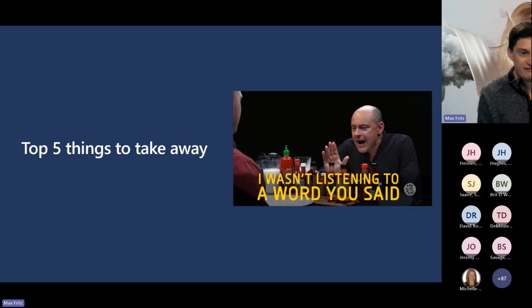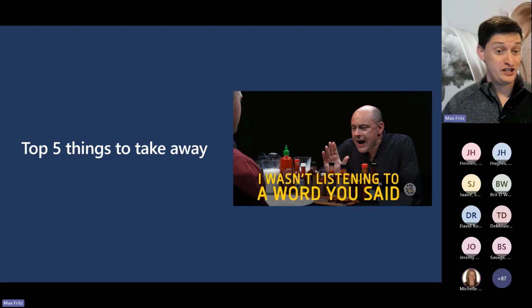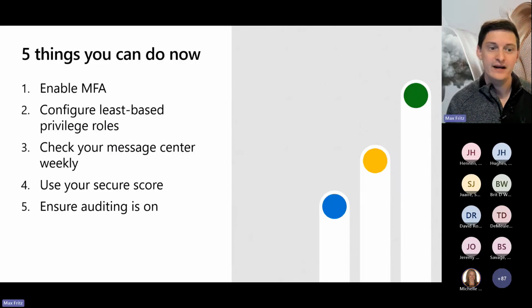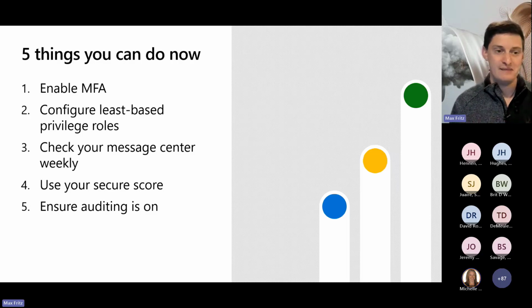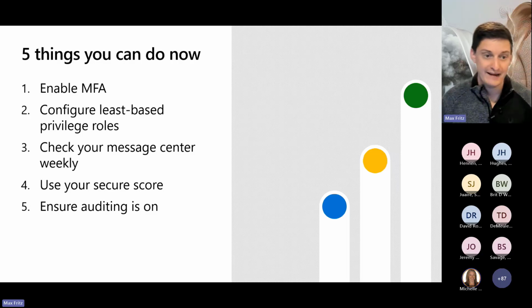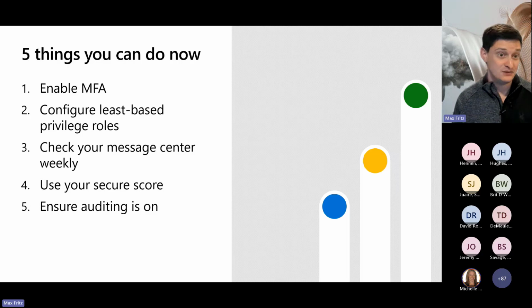Okay, top 5 things I want you to take away. Let's pretend you didn't listen to me at all. Hopefully you did, but that's okay. 5 things you can go do now. Number 1, please enable multi-factor authentication, at least for your admins, but take a look at enabling it for your entire user base. Next, configure roles for your admins using least-privilege principles. Go and take a look. Lower the amount of global admins you have.